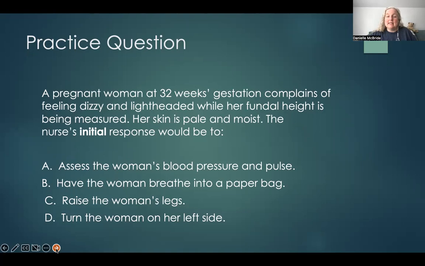This is a classic description of supine hypotension. And so if I take the time to check her vitals to see if she is hypotensive, in the meantime, I'm decreasing oxygenation to my baby. So really the first thing we should do is turn her on her left side. So D is the answer here.